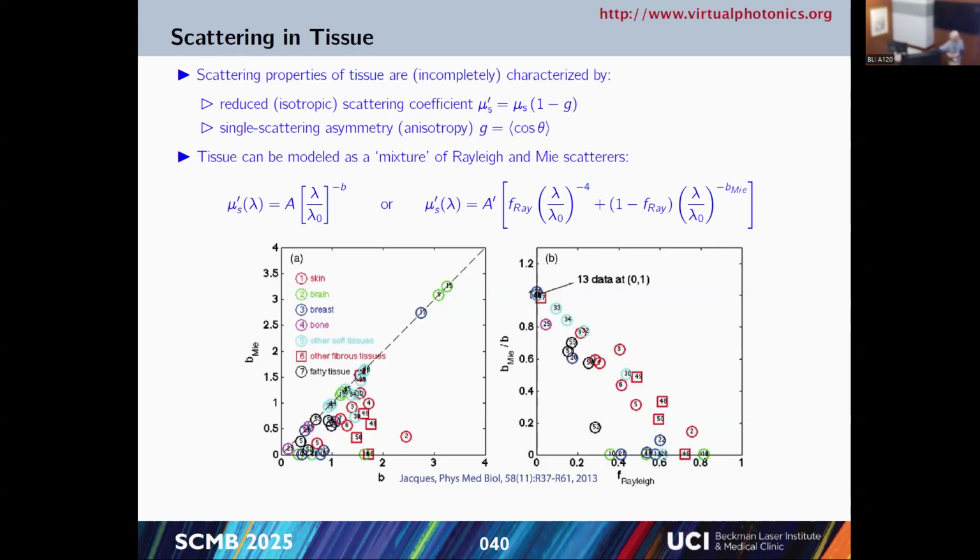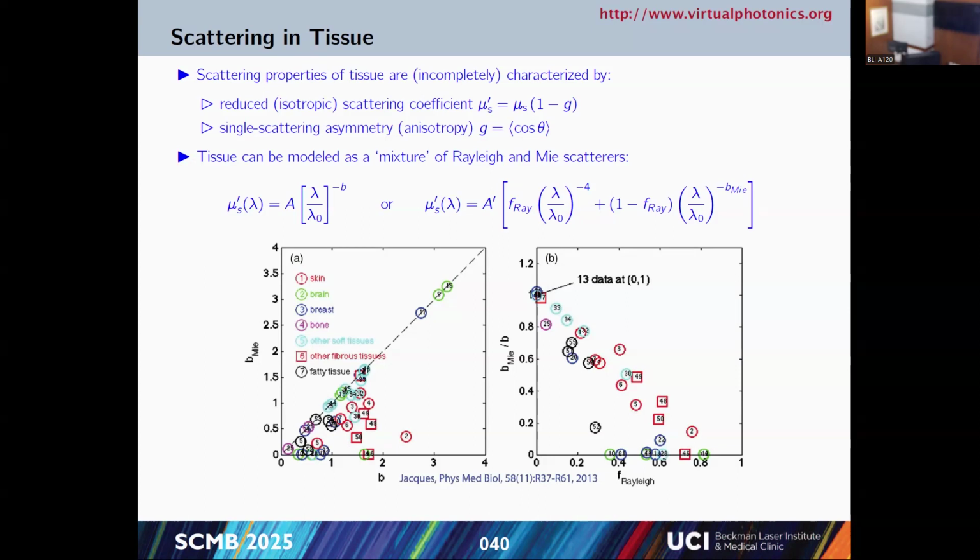And so often in our field, we look at mu-s prime as opposed to mu-s. And the spectral dependence of scattering, typically we represent it as a power law. A simple power law is just A lambda to the minus b power, where A is the amount of scattering and b gives you the spectral dependence. Or you can say, well, I have a tissue and I have some fraction of scatterers that behave like Rayleigh scatterers that go as 1 over lambda to the 4, and the remaining fraction that behaves as Mie scatterers.